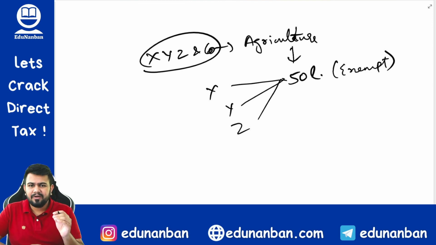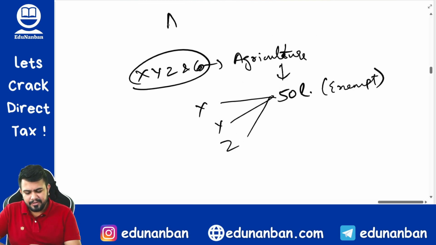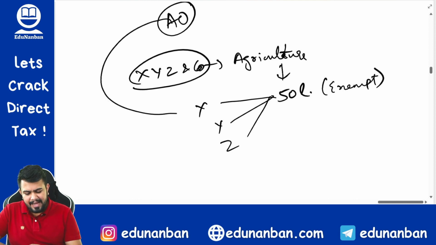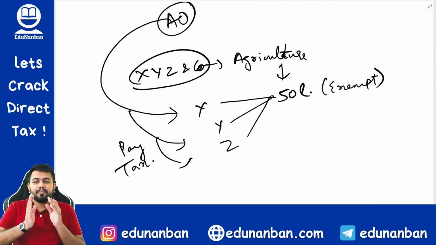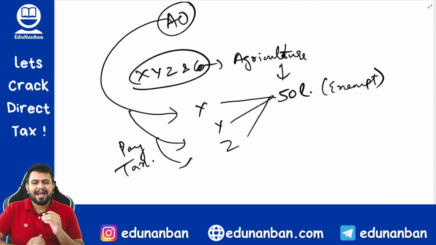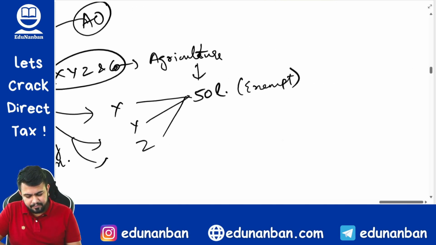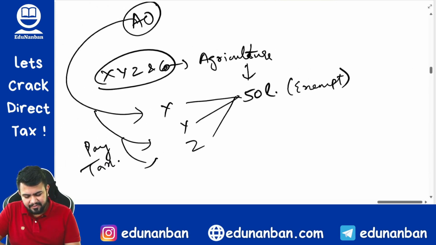Since the firm did not pay any tax, the assessing officer of this partnership firm asked the partners to pay the tax. Now, should partners pay the tax or not? The answer is, this case went to the court and the court decided that the partners need not pay the tax because the firm, that is XYZ and Co., is nothing but the group of partners.